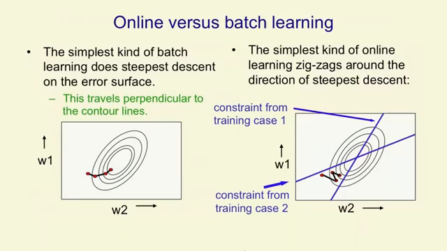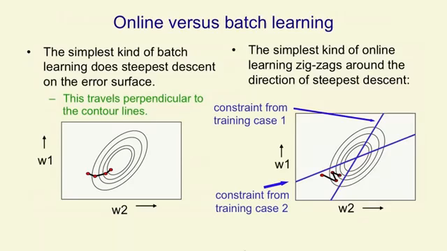as shown in the picture. That's what happens with what's called batch learning, where we get the gradient summed over all training cases. But we could also do online learning, where after each training case, we change the weights in proportion to the gradient for that single training case. That's much more like what we do in perceptrons, and as you can see, the change in the weights moves us towards one of these constraint planes.